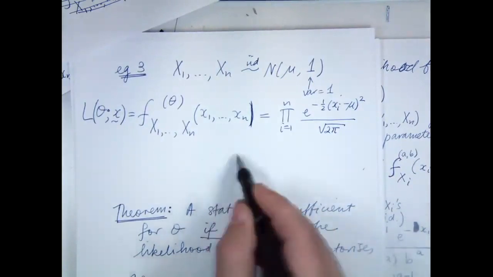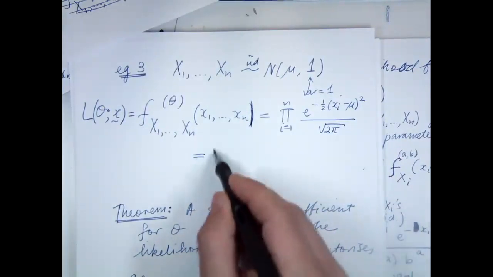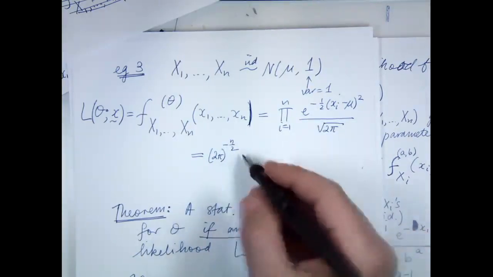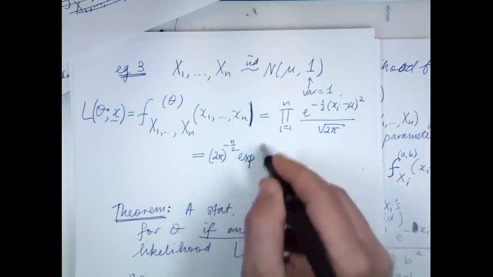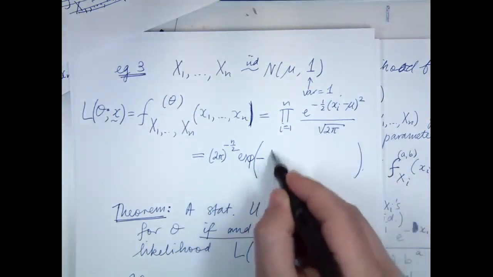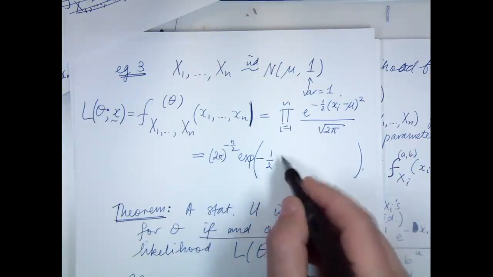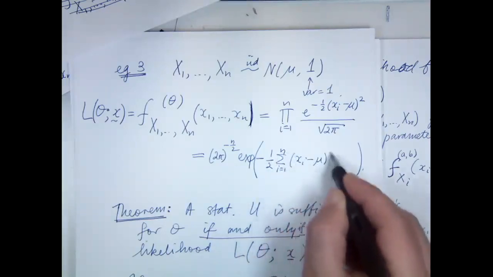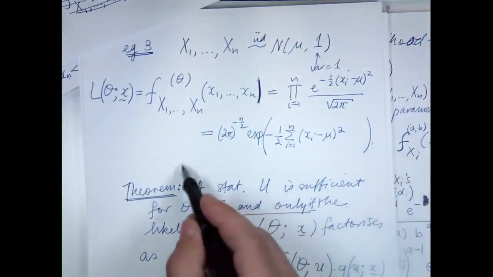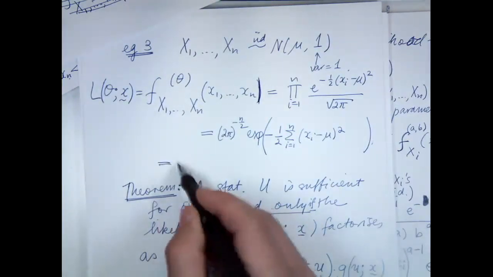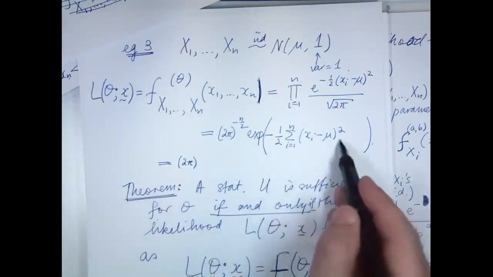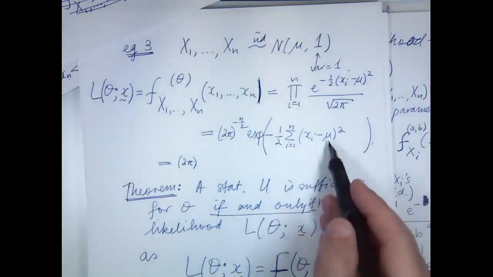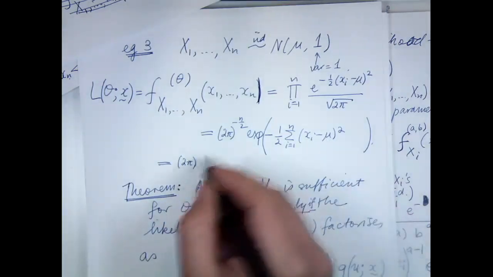So that is equal to 2 pi to the minus n over 2. Then I have all this product of e to the minus, so I'll just write exponential of minus a half sum, i equals 1 to n, of (xi minus mu) squared. Now there is this great observation that we've made in many other contexts: when you have the sum of (xi minus mu) squared, you can break that up into (xi minus x bar) and then (x bar minus mu), and you get no cross term when you do that.